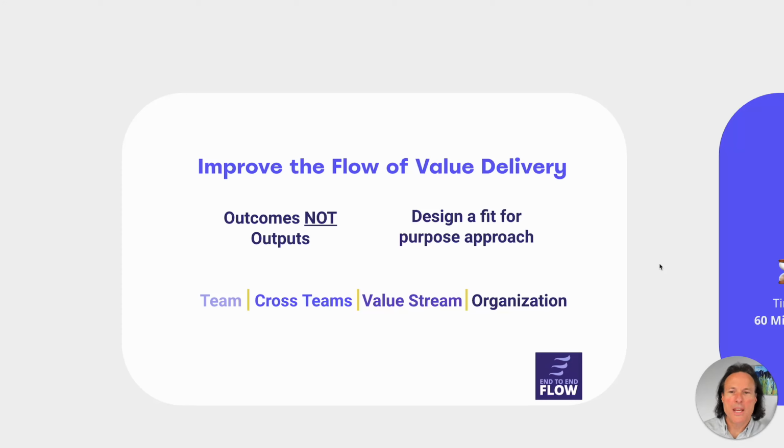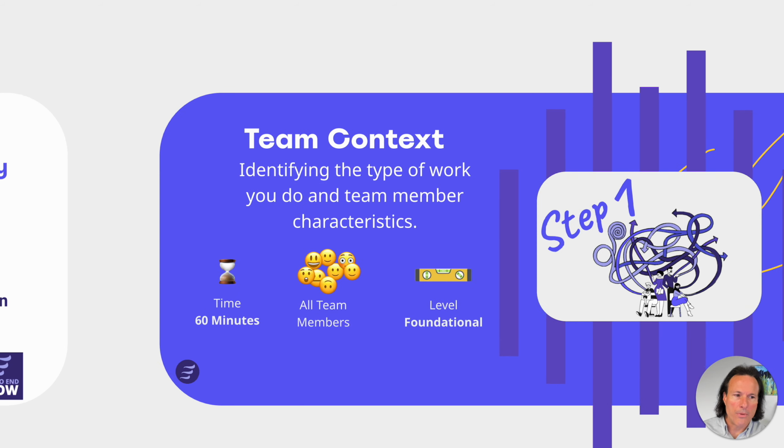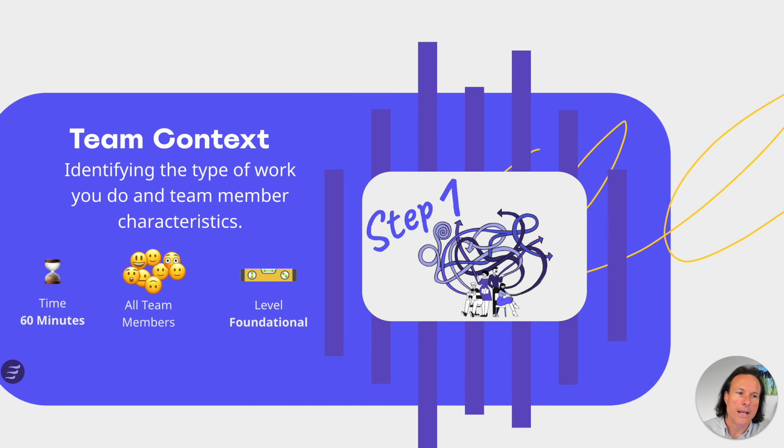The approach that I'm going to take you through is focused on improving the flow of value delivery. It's about outcomes, not about outputs, and designing a fit-for-purpose approach. And this is at the team level, but we're also taking into consideration cross teams, impacts and dependencies, the value stream that the work is being done in, as well as the organization. So the first step that we begin with is understanding team context.